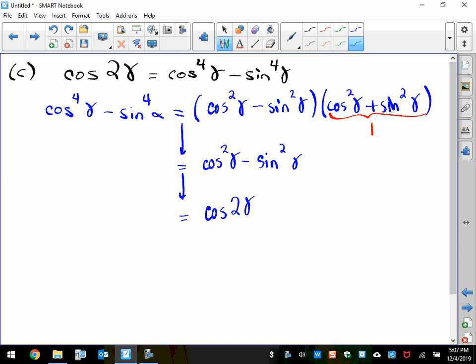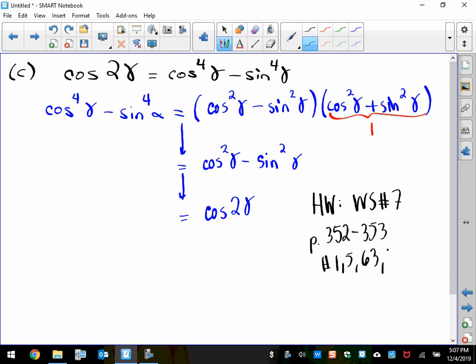So, this is a short little lesson here using double angles. If you would like some more practice with this, your homework is worksheet number 7. So definitely check that out. And also the page, it should be up on the board for you in class. If not, it's page 352 through 353. And you want to do numbers 1, 5, and 63 and 65. So that's just four bookwork problems there for you to attempt.